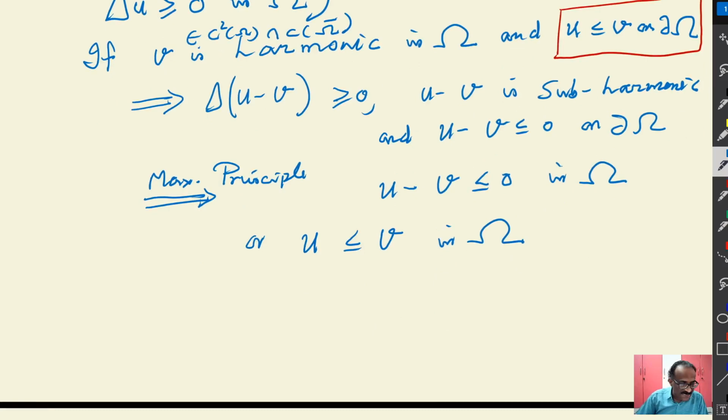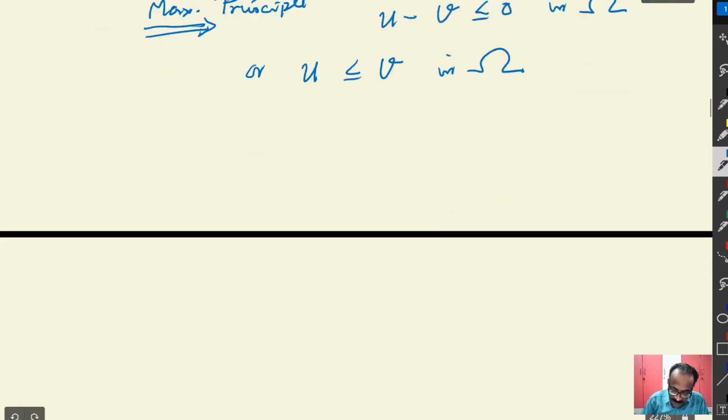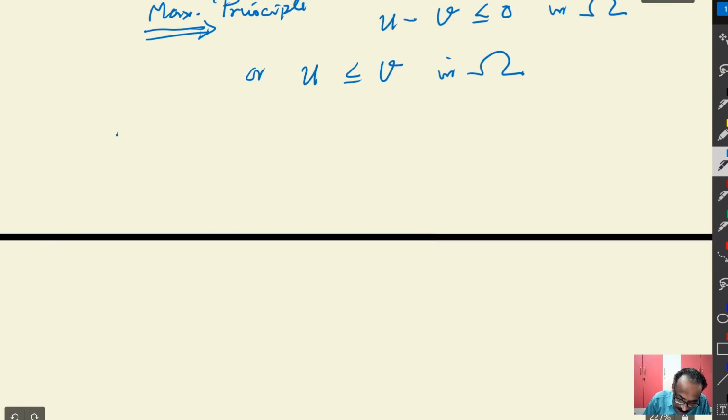We use this as the defining property. We use this to define sub-harmonicity for continuous functions.